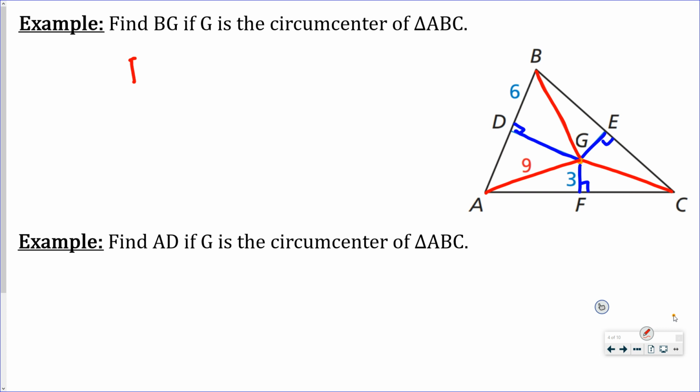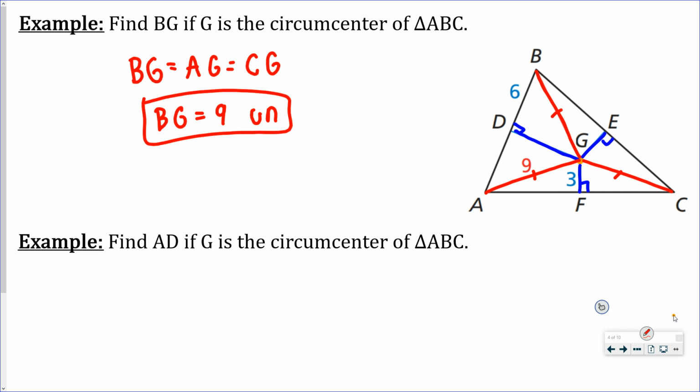Again, I know yours isn't color coordinated, but if I want to find BG, I know, according to that theorem we just talked about, that distance is the same as all the distances from each vertex to the circumcenter. Those are all equidistant. So BG is going to be the same as AG, which is the same as CG. In this case, they tell us AG is 9, so BG is also going to be 9. And you can think of this as drawing a circle. Those are all just radii of this circle.